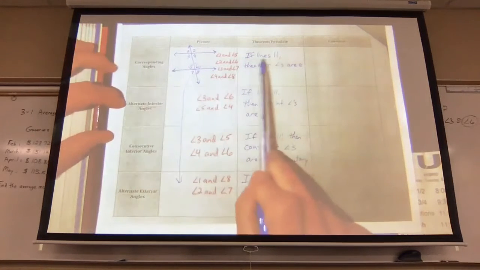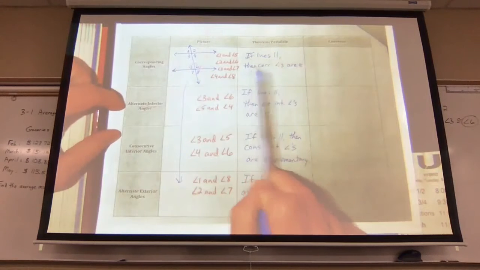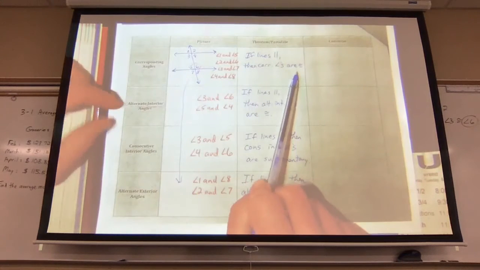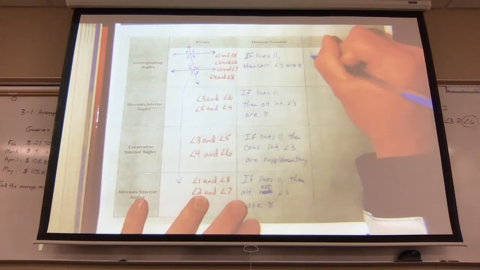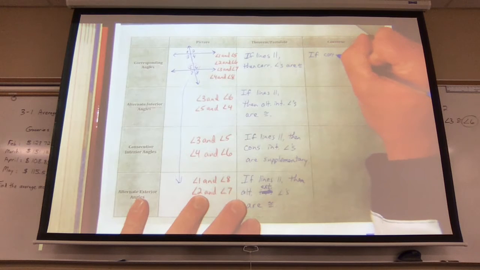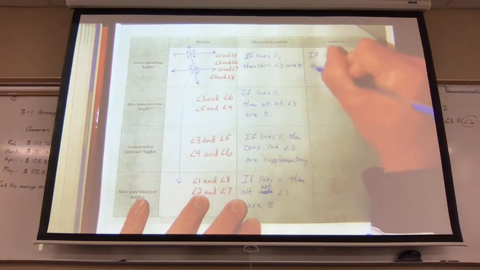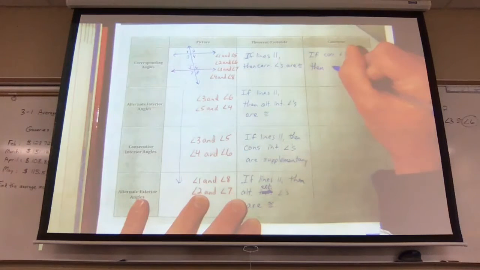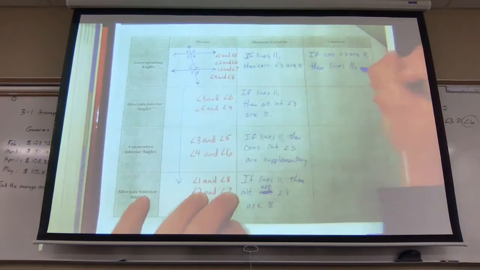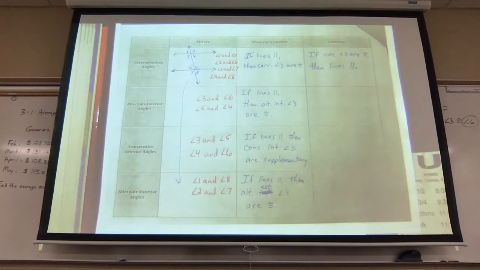Corresponding angles postulate said if the lines were parallel, then your corresponding angles will be congruent. If we flip that around, we would just say that if your corresponding angles are congruent, then we'll know the lines are parallel. So that's the converse of the corresponding angles postulate.